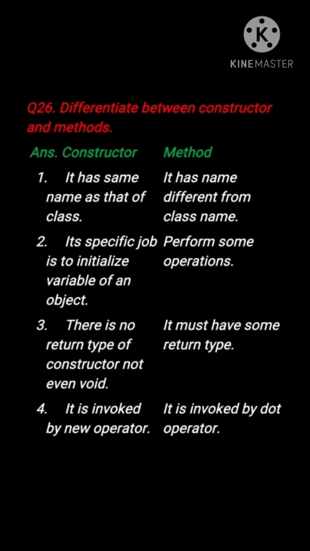Third point, there is no return type for the constructor, not even void. Just remember, there is no return type for the constructor, but a method must have some return type. The fourth point is that the constructor is invoked by the new operator at the time of object creation, and the method is invoked by the dot operator.